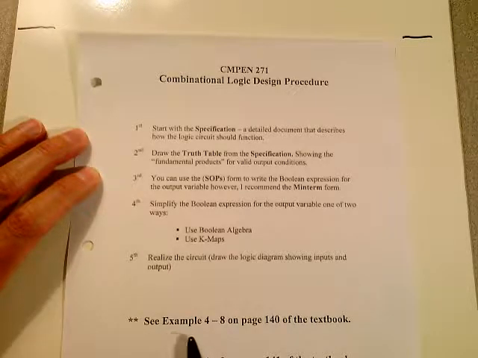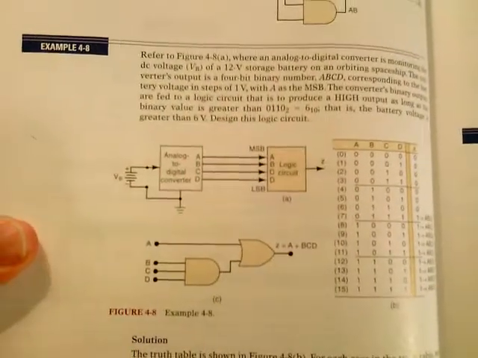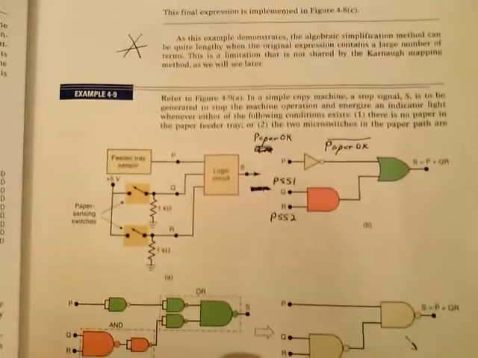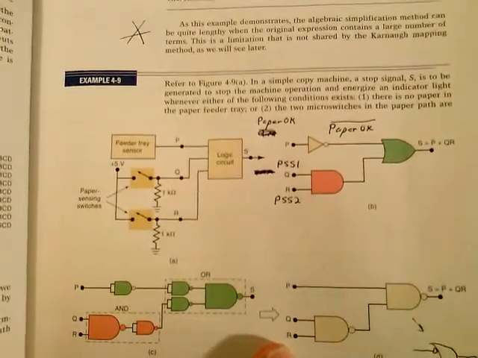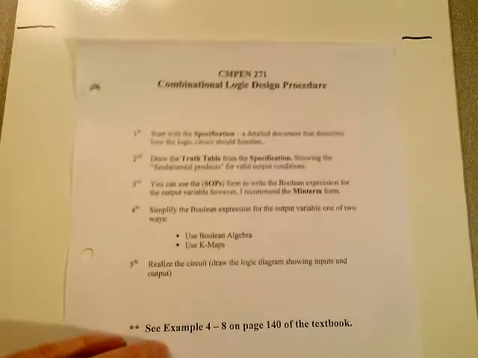I want you to take a little bit of time and look over example 4.8 and 4.9. They're on page 140 and 141 in your textbook. I'll show you the problems here. Page 140, example 4.8 looks like that. And on the next page, example 4.9 looks like that. So if you have a different edition, that's what I'd like you to look over. Make sure you understand those problems.